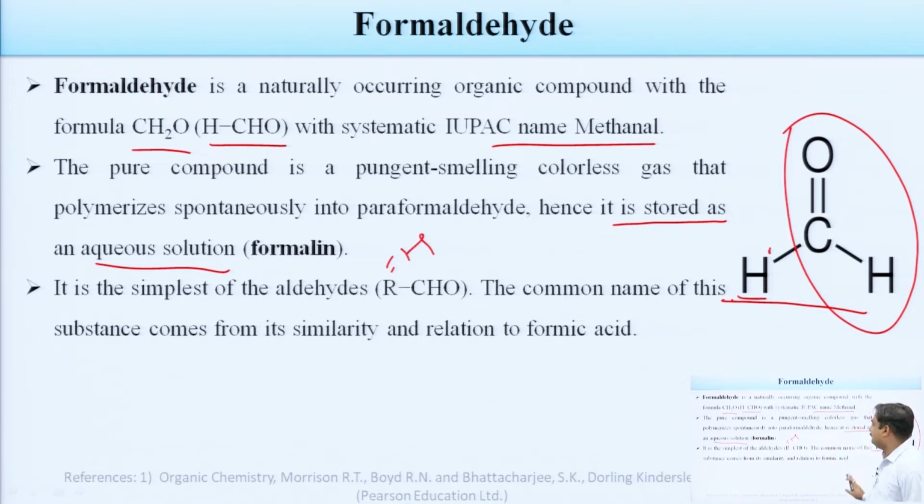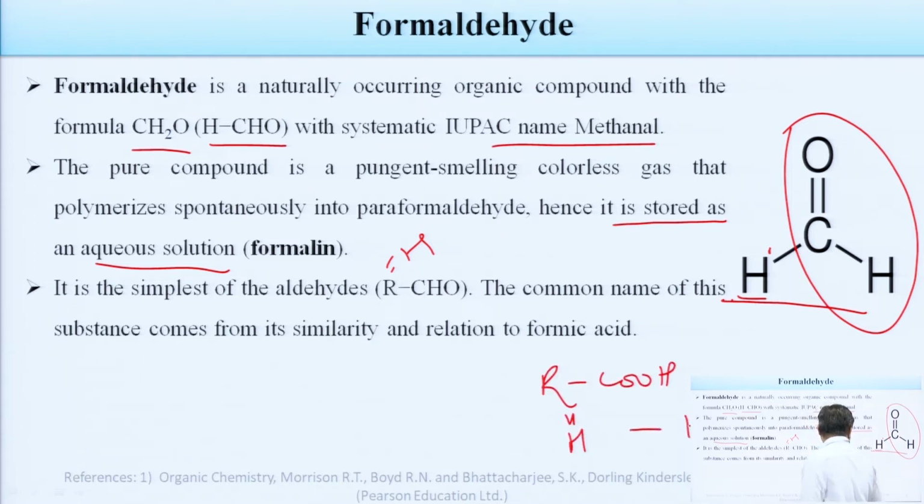The common name of this substance comes from its similarity with and relation to formic acid. Formic acid is RCOOH, where R is equal to H, so it becomes HCOOH, that is formic acid. Likewise, for the aldehyde RCHO, if R becomes H, it becomes HCHO. So, as we named formic acid, in the same manner we have named formaldehyde.